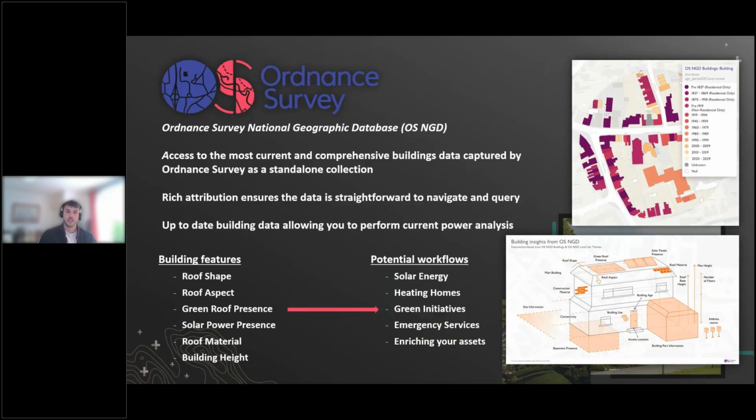Now, this includes lots of different attribution, as you can see on the bottom right. It includes everything from access location, roof material, green roof presence, and it also includes some updates which came about in March this year, and they're at the bottom left. So the roof shape, building height, solar power presence, and so on.